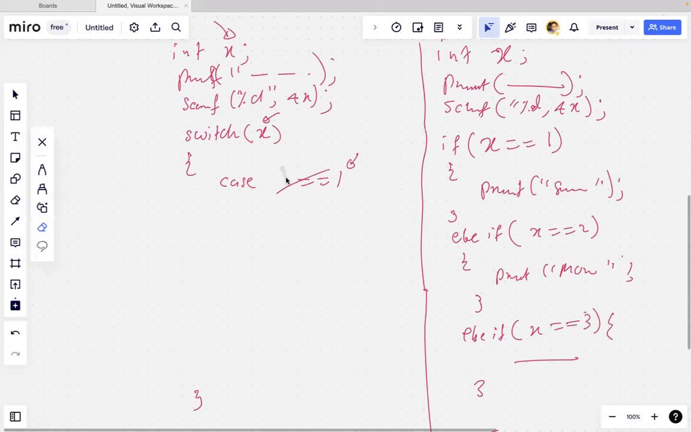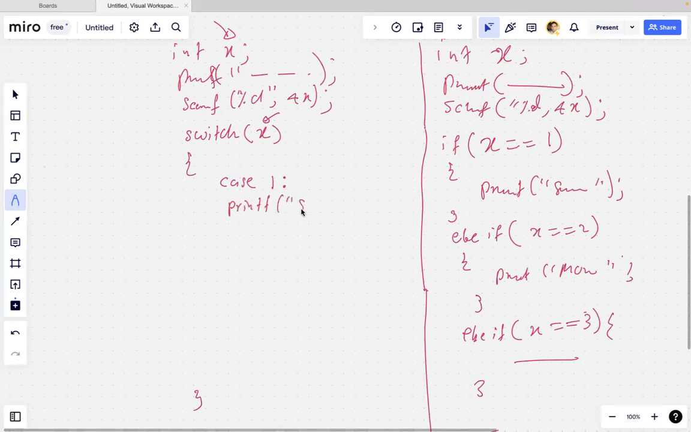So I erase here. Then case 1. Do not provide equal. You have to provide 1. Then you have to provide this kind of colon. If the case is 1, then you can provide printf Sunday or whatever thing. You can provide it in the same line or the next line.